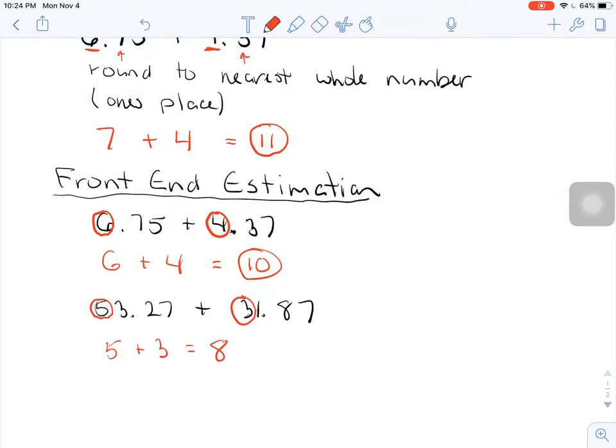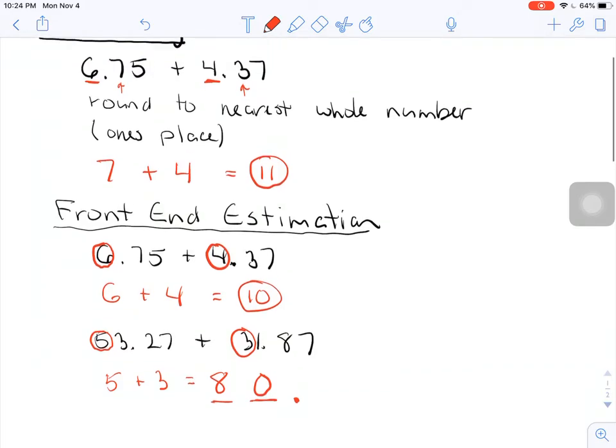So since this is the tens digit, there's a ones digit in there. So the decimal point always goes after the ones digit. So in this case, we would have to add a 0 in. So 53.27 plus 31.87 is about 80. So when you're working with front-end estimation, sometimes you have to add zeros between the number and the decimal point if you're working with numbers that are not the ones in the ones digit, in the ones place.